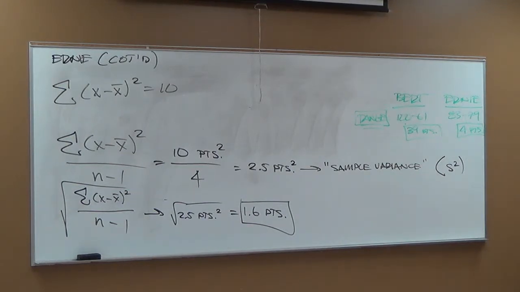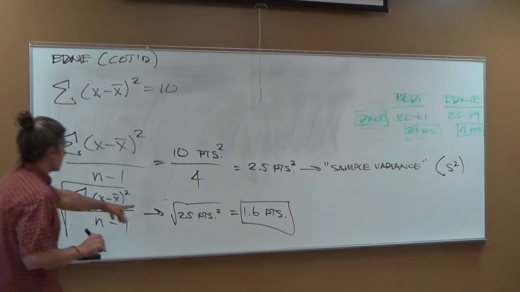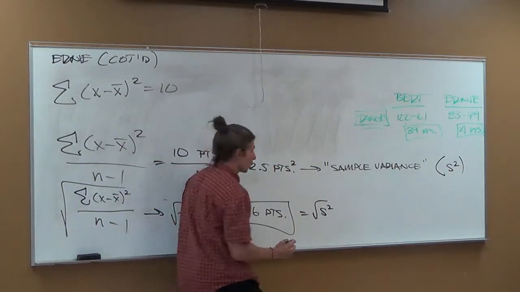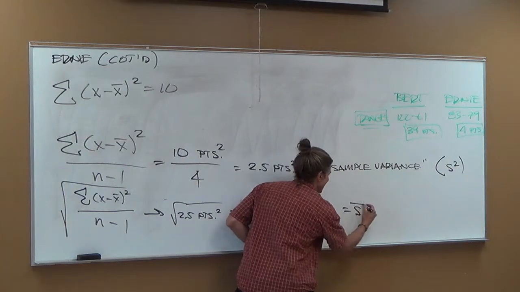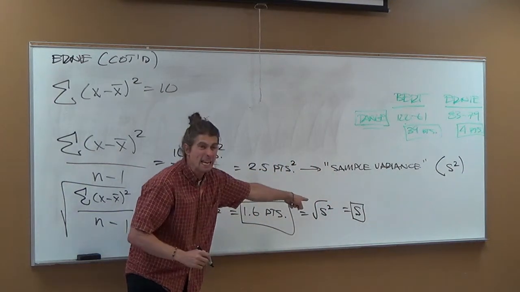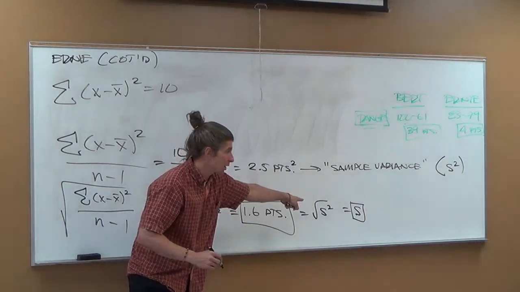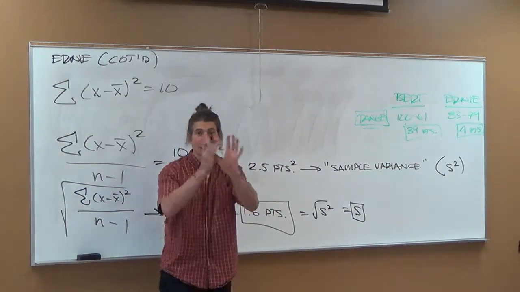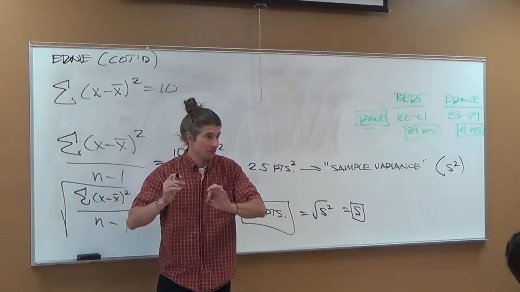But that right there, he's the square root of s squared, yes? Which makes him just s. He is the most important measure of variation we will use in this class. He's called the sample standard deviation.